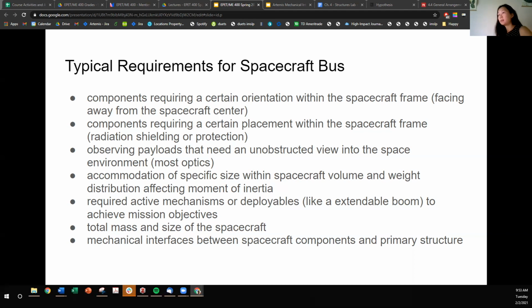Just talked about the observing payload. Other requirements are to adhere to the size, the volume, the weight, and the moment of inertia, which is like mass distribution. Other requirements could be if your sensors or instruments need deployables to achieve mission objectives. For example, a lot of magnetometers need to be far away from a spacecraft because the electronics on the spacecraft interfere with magnetometer measurements. So you need to put it on like a very long arm or boom. Other requirements are total mass and size, and then the mechanical interfaces between spacecraft components and the primary structure.